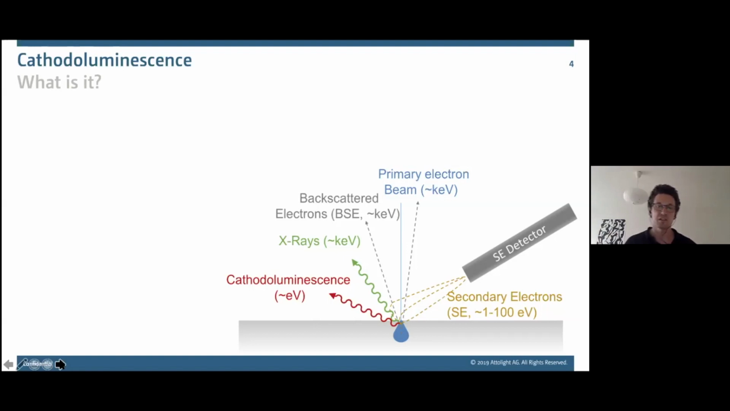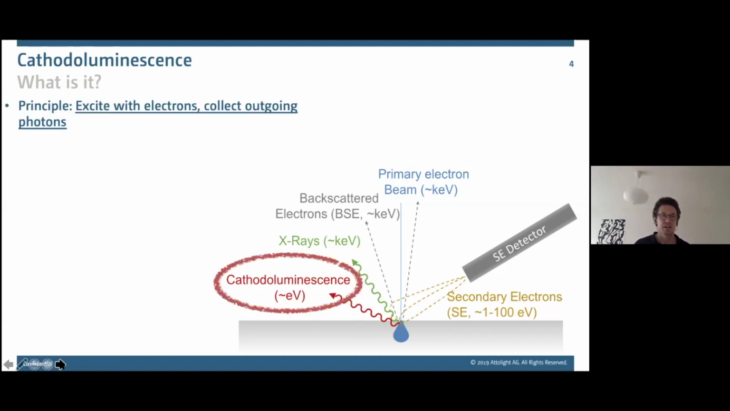So it's basically shooting electrons at the material and collecting outgoing photons that are in the range I usually say between 0.1 and 10 electron volts.